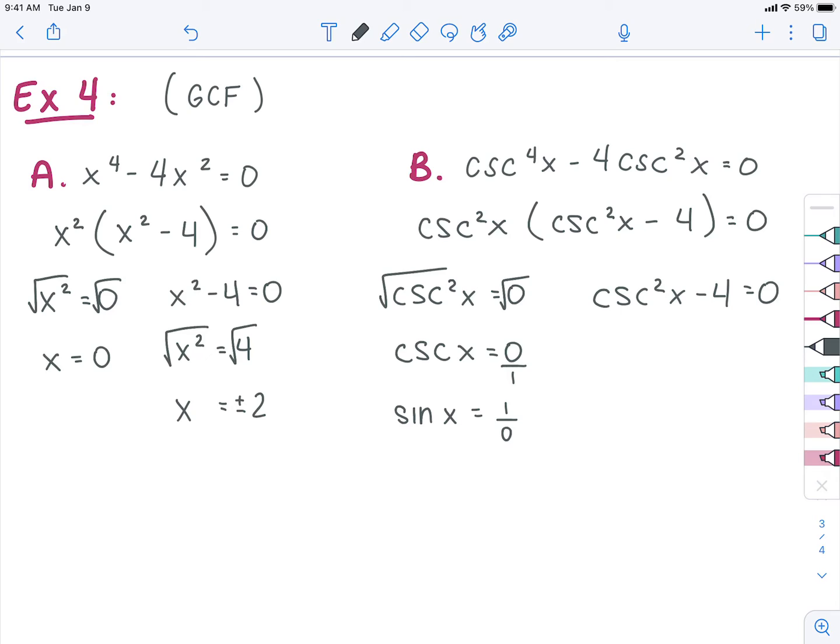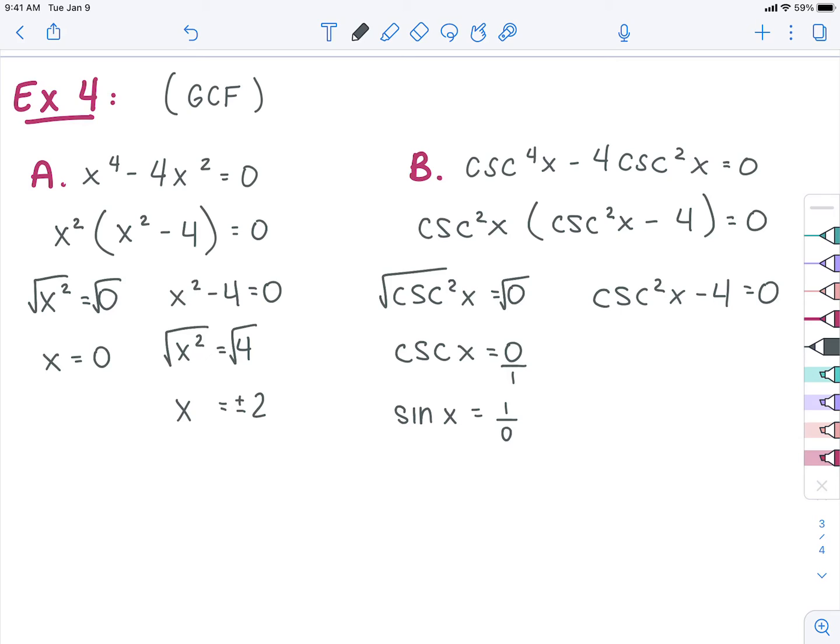Is 1 over 0 an actual number? No, it's not. It's undefined, right? Are there any places on our unit circle where our sine value is undefined? No. So we're not going to get a solution here.